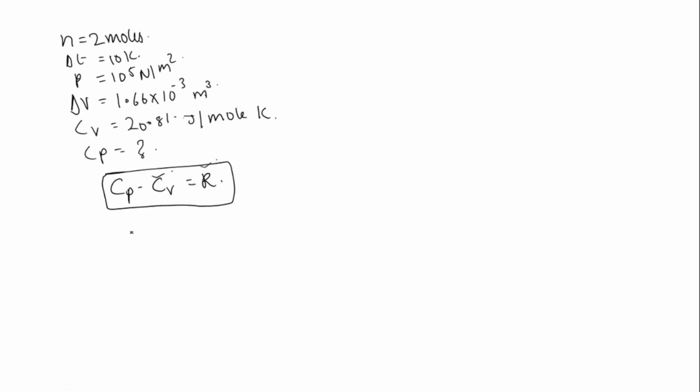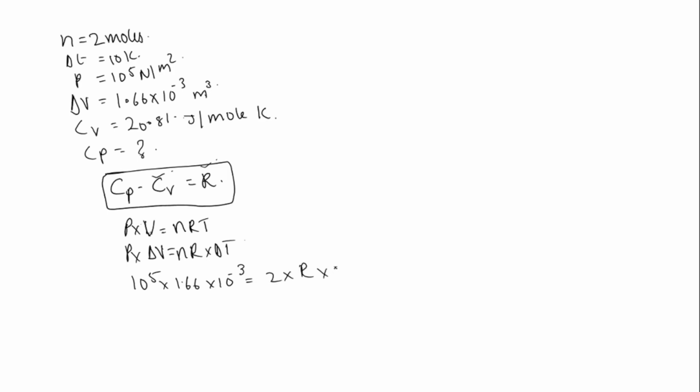We can find R by using the ideal gas equation. The ideal gas equation is PV is equal to nRT. We can write it as, P is constant, so delta P is not there. So P into delta V is equal to nR into delta T. So P is 10 to the power of 5, into delta V is 1.66 into 10 to the power of minus 3, is equal to n is 2, R we don't know, delta T is 10. So here we'll get 1.66 into 10 is equal to 2R. So R you'll get 8.3.